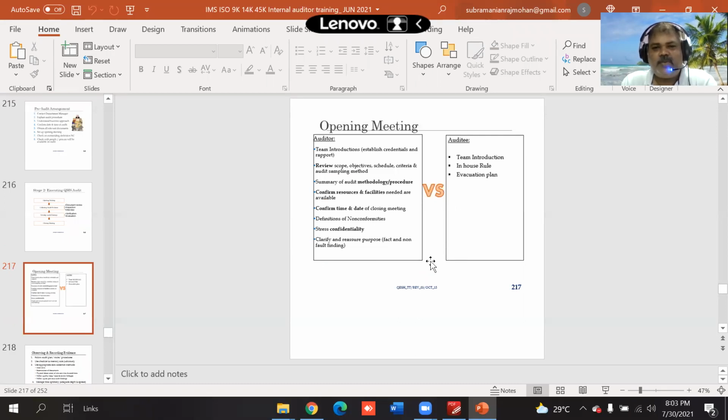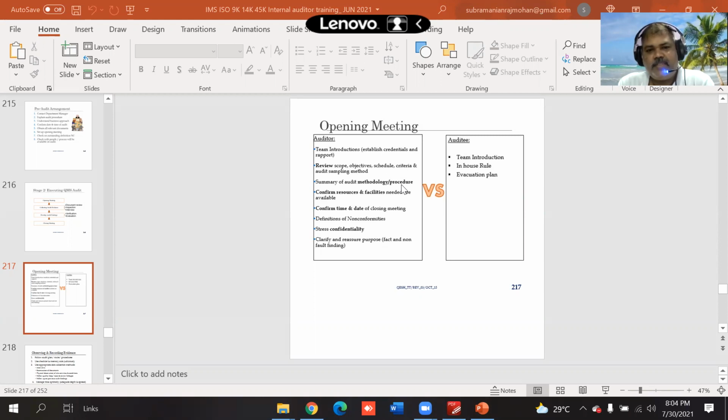So the opening meeting: we must introduce the team, introduction, credentials and rapport. Then review the scope and objectives, schedule, criteria and audit sampling methods, how they are going to do it. Then a summary of audit and methodology procedures. Then you confirm the resources and facilities.